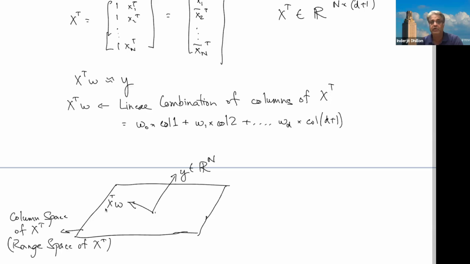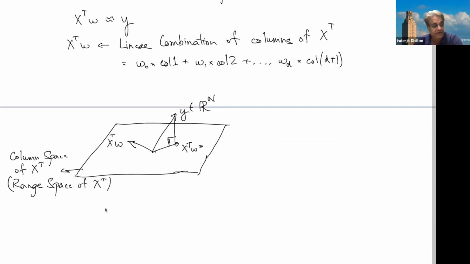So Y in general is not a vector in this column space of X transpose, but the optimal W star has the property that if I have X transpose W star, this Y, the way to get this W star is to actually drop a perpendicular onto this space. Because that perpendicular will, by Pythagoras theorem, minimize the distance to this linear space.